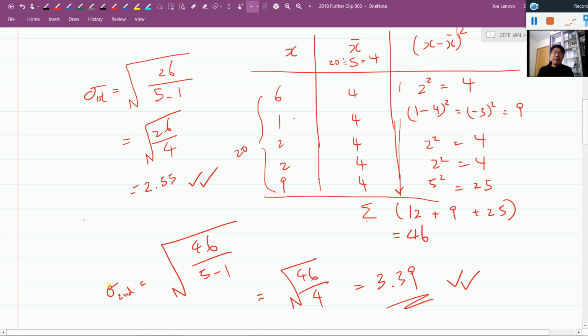The first school has a standard deviation of 2.55. The second school has a standard deviation of 3.39. By looking at the standard deviation, we can tell that both of the schools have exactly the same mean, but the second school has a few students that are really bad and a few students that are really good, while the first school is a bit more constant among the students, right? So you can tell what happened to each school by looking at their standard deviations, right?